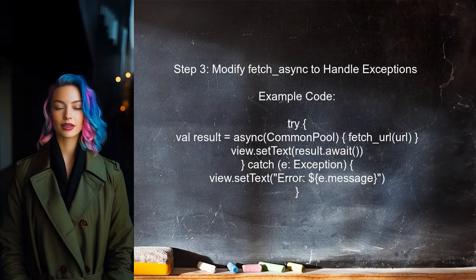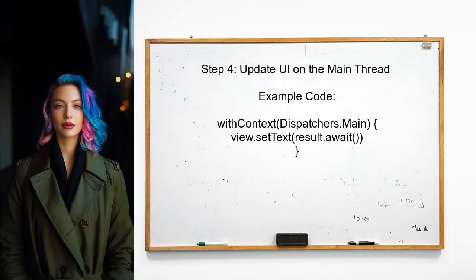Now, let's modify the fetch async function to handle exceptions. This will help identify any issues that occur during the network call. Finally, the user should ensure that the main thread updates the UI only after the network call is complete. This can be done by using the with context function to switch back to the main thread.